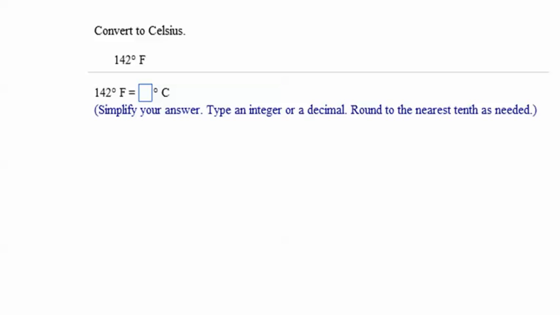The second problem we'll look at will be converting from degrees Fahrenheit to degrees Celsius. So just the reverse of what we had in the other example. So again, we are going to use the conversion formula. Temperature Fahrenheit is equal to 1.8 times C plus 32.